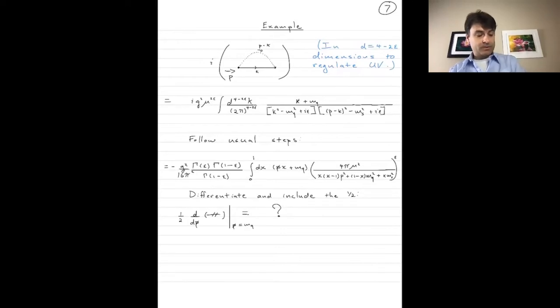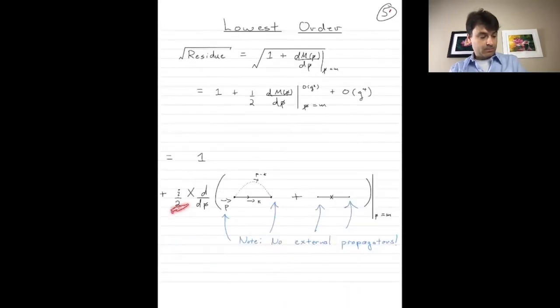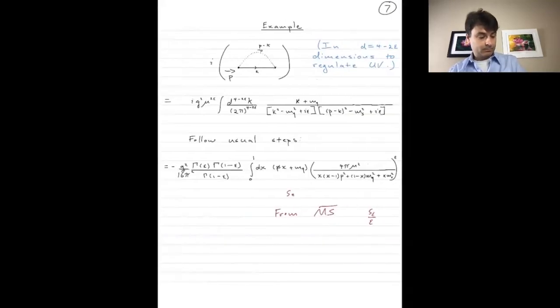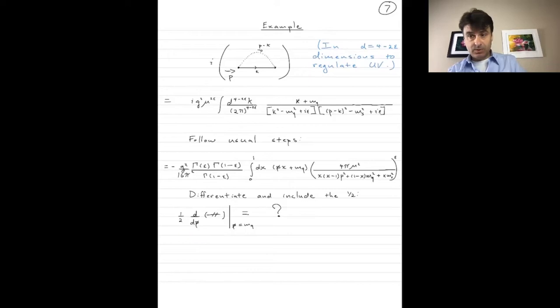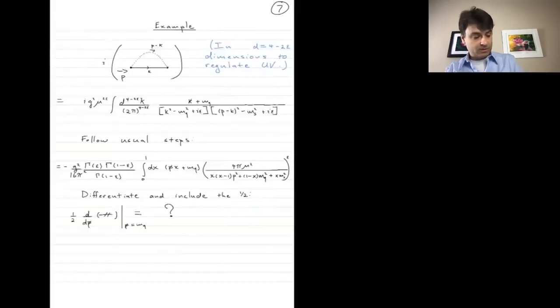Okay, and then once I get this, I can differentiate with respect to p slash, and I need the 1/2 from back here. Differentiate with respect to p slash and set p slash equal to m_q. Again, I'm going to leave this as an exercise for you. Take that derivative yourself. You should be able to see exactly how that works. You can sort of see it already.